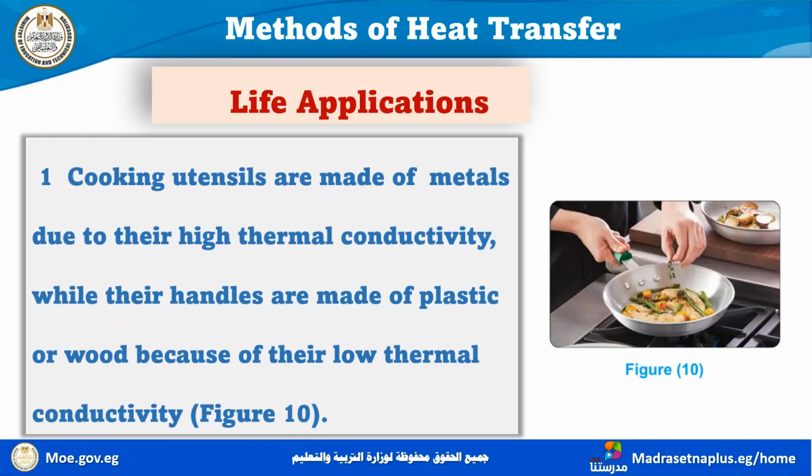The first one, cooking utensils. Cooking utensils are made of metals due to their high thermal conductivity. They are conductors, as we have discussed in our previous lesson, so they can transfer the heat energy very easily to the food, and so we can cook our food very easily. Their handles, of course, are made of plastic to allow us to hold the handle of the cooking utensils.